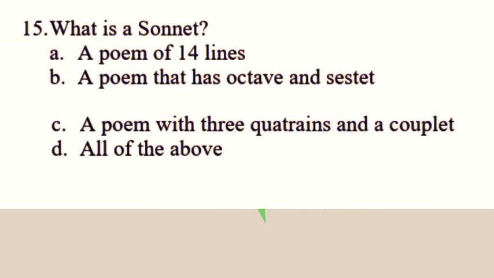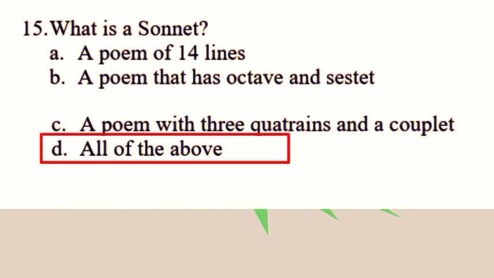Question number 15. What is a sonnet? The options are A, a poem of 14 lines, B, a poem that has an octave and a sestet, C, a poem with three quatrains and a couplet, and D, all of the above. The right answer is option D, all of the above. A sonnet is a poem of 14 lines. It is a poem that has an octave and a sestet. It is also a poem with three quatrains and a couplet.